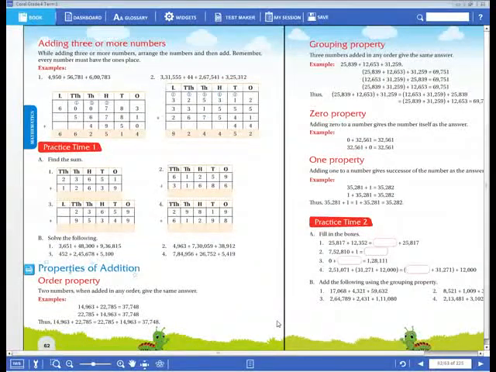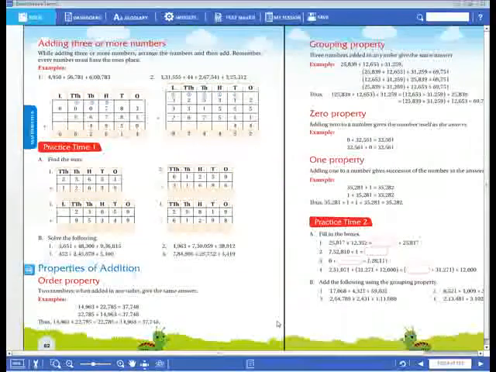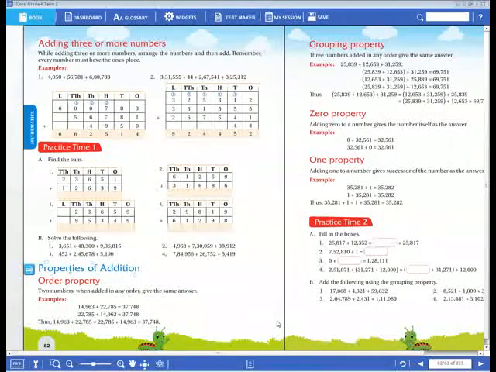Okay. Now please note down in your notebook the properties of addition. How many properties are there? There are 4. The first is the order property. When we change the order, for example 3 plus 4 is equal to 7. When I keep 4 first and 3 in the second place, the answer remains the same.